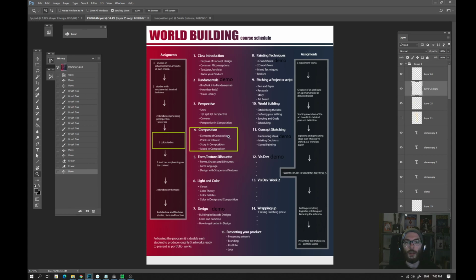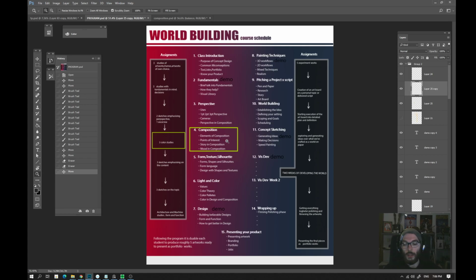Hello everyone, welcome to our week 4, which will be composition. We'll be talking about many topics around compositing a good picture. We'll talk about main elements of composition. We'll look at some good examples of it, like movie keyframes and paintings. And later on, I'll do a little demo for you, focusing on composition.